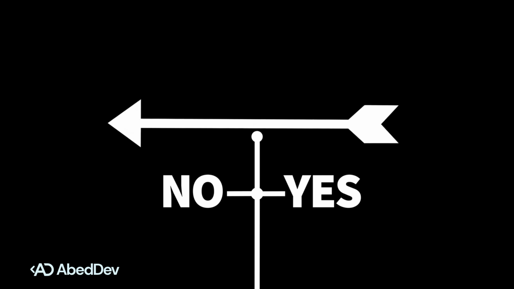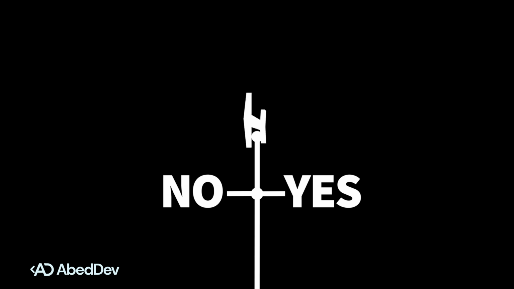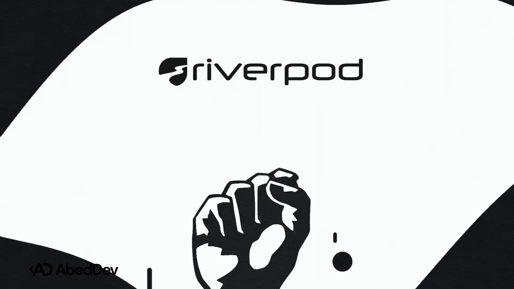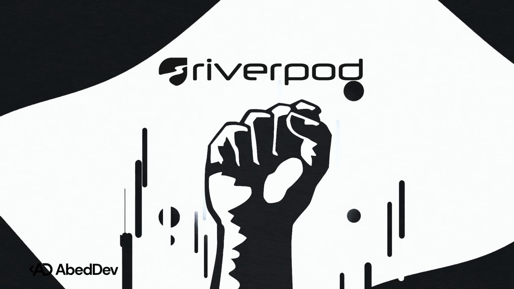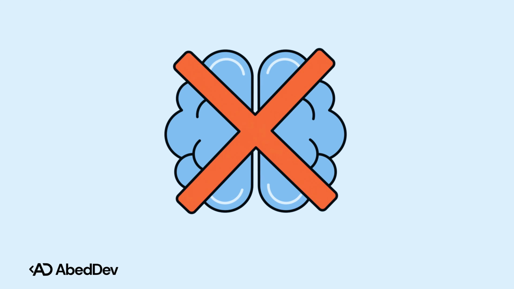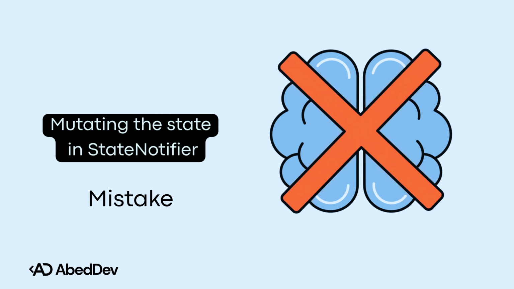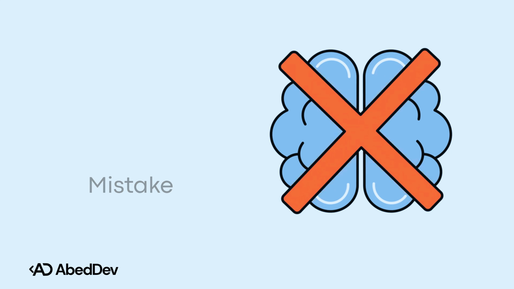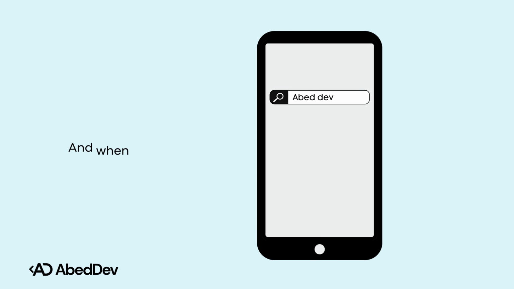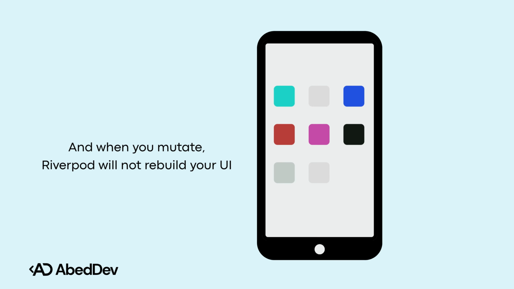Let me show you the wrong way and the right way and why it matters. Hey Flutter devs, Riverpod is powerful, but only if you respect immutability. One of the biggest mistakes developers make is mutating the state in a StateNotifier. And when you mutate, Riverpod will not rebuild your UI.